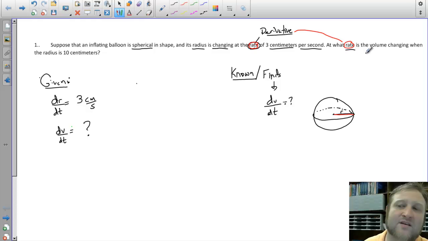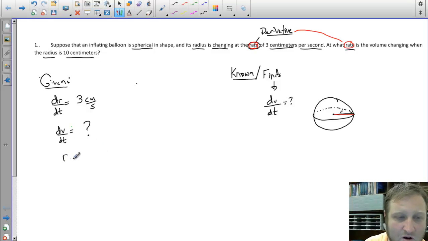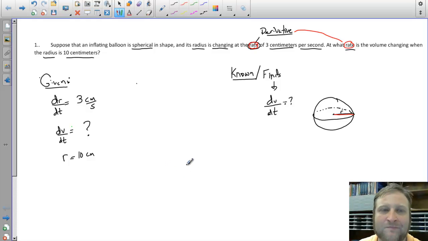And notice here it says, what is the rate of change of the volume? What is dV/dt when the radius is 10 centimeters? So notice here the radius has now been held constant. We blew the balloon up as much as we wanted it to be, and now the radius of that balloon is 10 centimeters. So this value r is going to be equal to 10 centimeters. This is not going to change. Even though the radius is changing dynamically as we blow the balloon up, we are looking for the rate of change of volume at the specific instant that the radius is 10 centimeters.